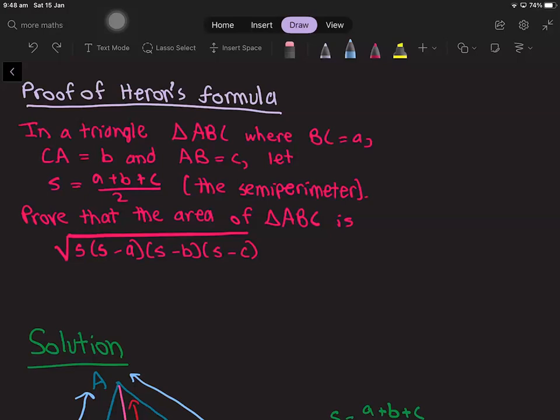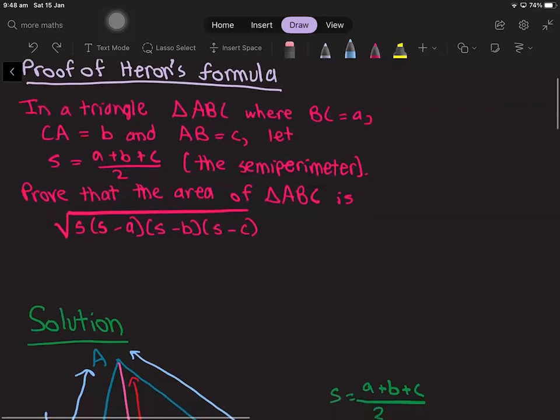If you'd like to have a go trying to prove the formula yourself, you could go ahead and pause the video and have a go at it before having a look at the solution. Okay, let's have a look at the solution now.